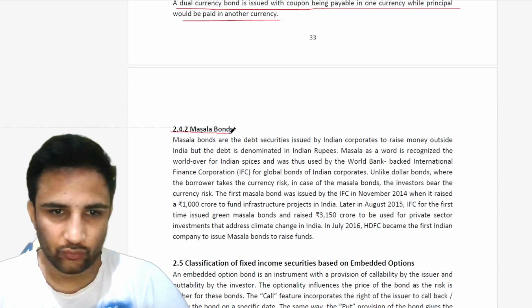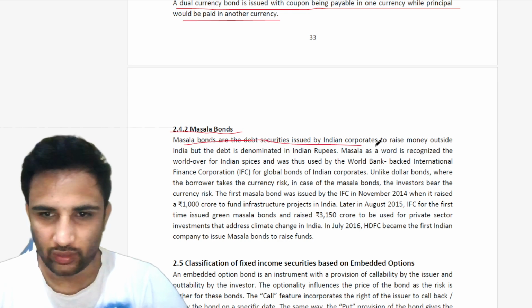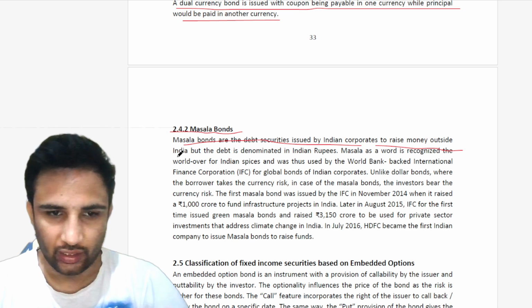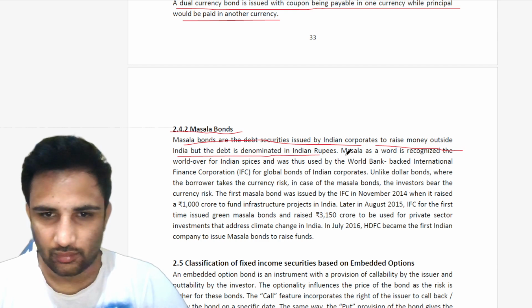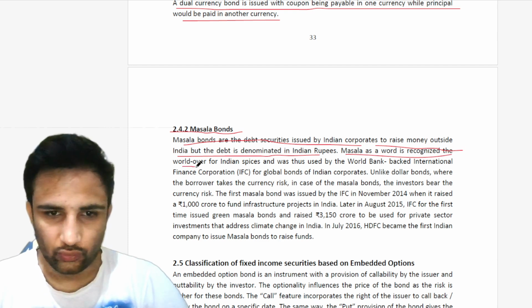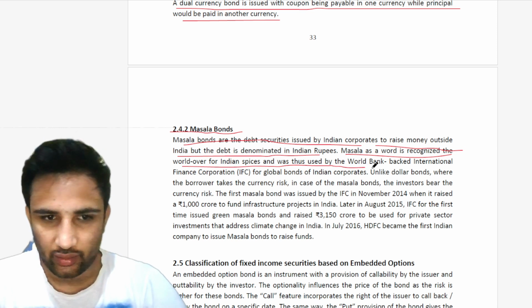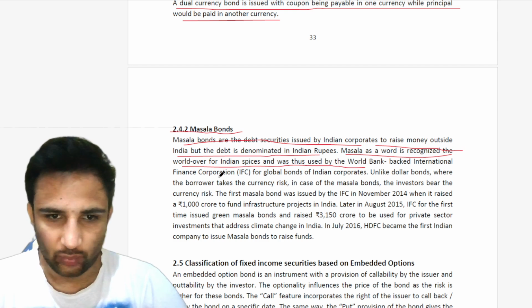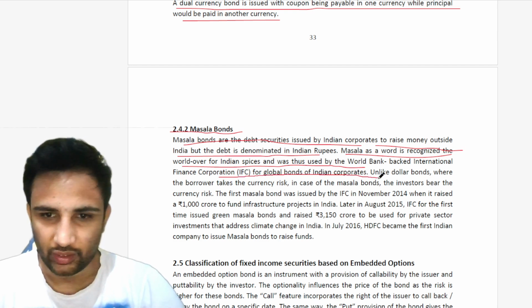Chapter 2.4.2 Masala bonds. Masala bonds are the debt securities issued by Indian corporates to raise money outside India, but the debt is denominated in Indian rupees. Masala is a word recognized the world over for Indian spices and was thus used by the World Bank backed International Finance Corporation for global bonds of Indian corporates.